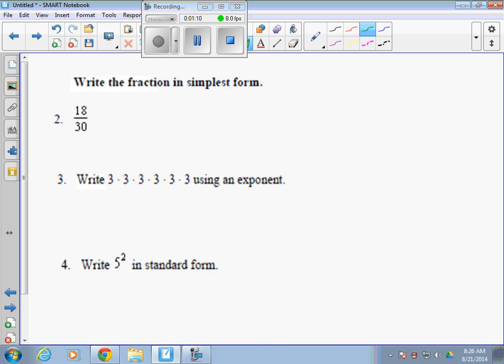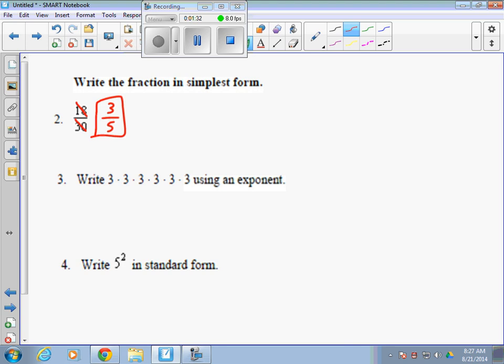Number 2 says write the fraction in simplest form. Well, the number 6 goes into these. It goes into 18 3 times, and it goes into 30 5 times, 3 over 5. If you didn't know that 6 was the biggest number that went into it, you could have done 3. You could have also gone into it with 2. You just had to have done more steps than that to get to 3 over 5.